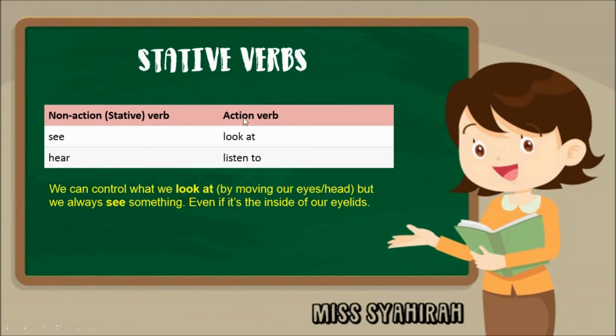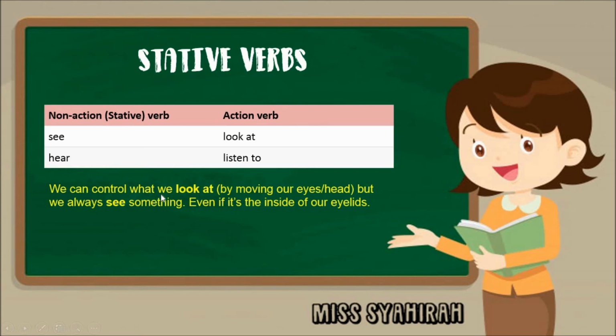See. Kalau action, look. So, see ni, dia boleh jadi kalau kamu tak berniat pun nak tengok. Kamu tertengok. Okay, you see something. Look at, kalau kamu plan nak tengok. Kamu rancang, okay, nak tengok lah. I want to look at something. Whereas here boleh jadi kamu terdengar. Kalau listen to, action verb ni, kamu plan, kamu nak dengar sesuatu. Okay, non-action, stative verb ni, yang kamu tak berniat pun, yang kamu tak nak buat pun. Tapi, benda itu berlaku, it happens.